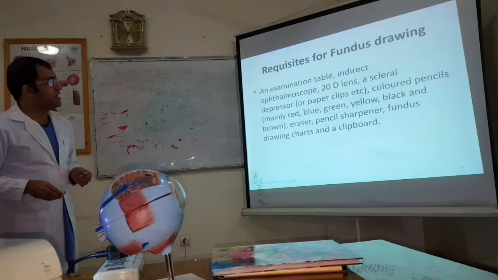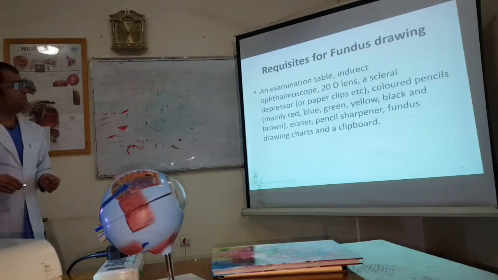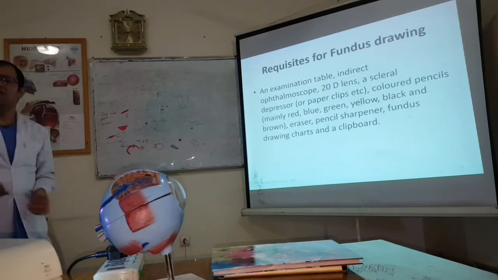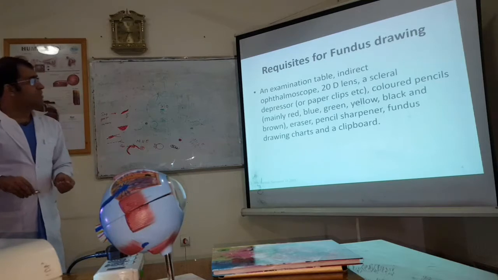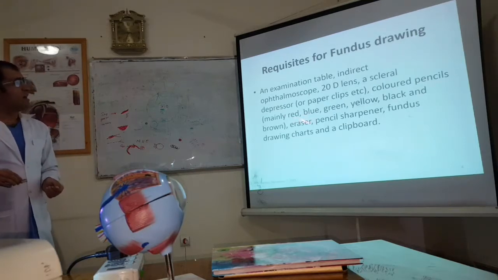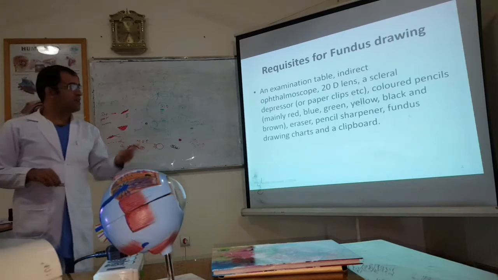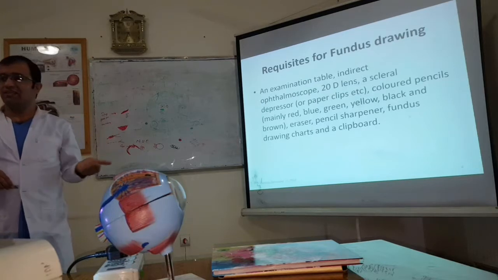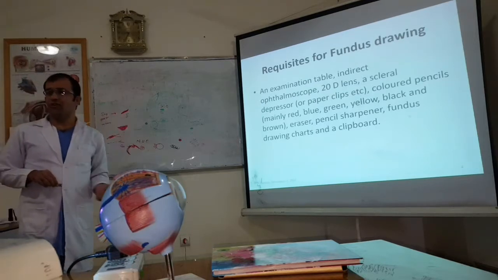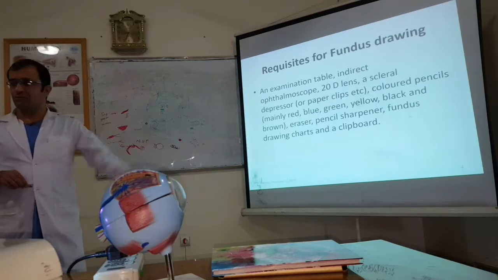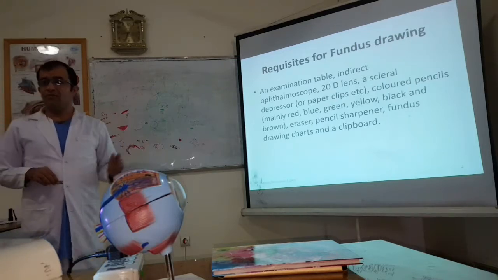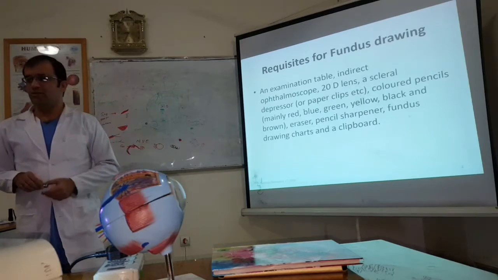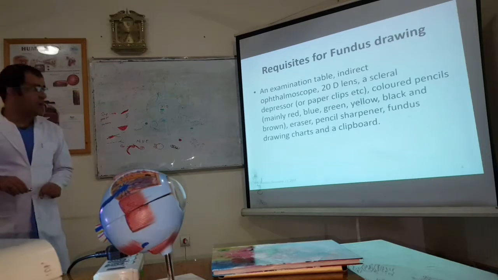to depress or indent the sclera. And also the color pencils, mainly, of course, red, blue, green, yellow, black, and brown. Sometimes we may also have some extra ones. And there is a good way to memorize this. We have to have 3 B's, blue, black, and brown, and RGY: R for red, G for green, and Y for yellow. So we have to have these 6 colors.